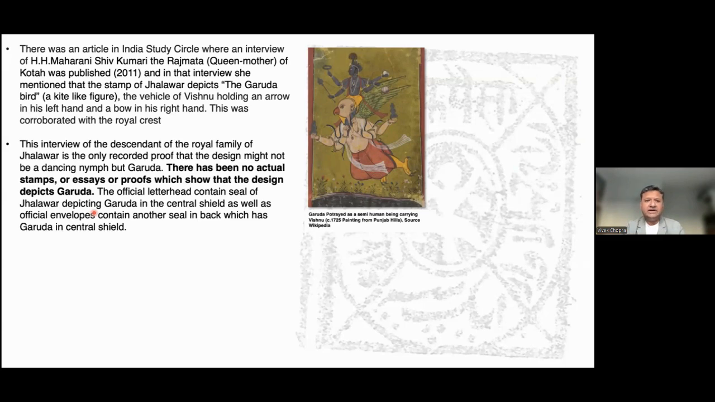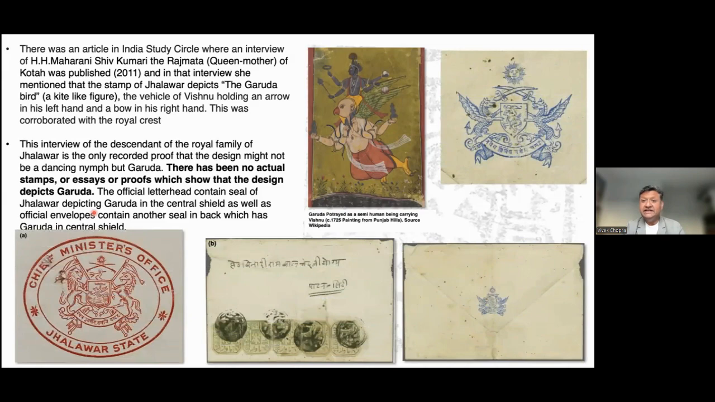And so what I did was, I started to track the official seals from the state. And here you see the Chief Minister's Office of Jhalawar State. It has its official crest. If you look at this central shield here, it actually has a bird-like figure holding a bow and arrow in each of its hands, and has a beak, which actually depicts Garuda, right? So the Queen Mother was right. And here is another seal, taken from this registered cover, which has the SG25 stamps, which were used locally.